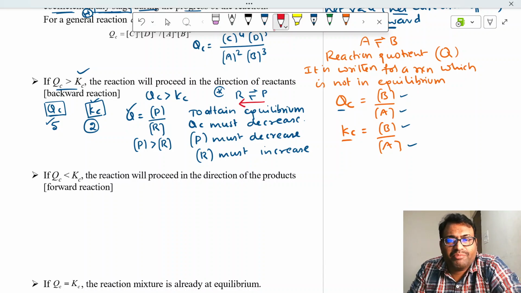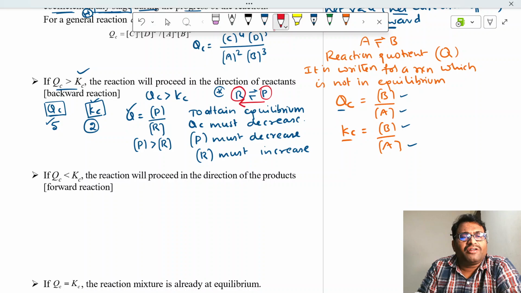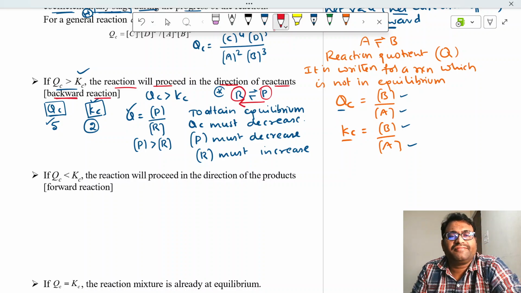Product concentration must decrease, reactant concentration must increase. When can it increase? Product has to convert into reactant. So product converting into reactant means the net direction of the reaction is backward direction. The reaction will proceed in the direction of reactants, that is backward direction. Are you getting this?